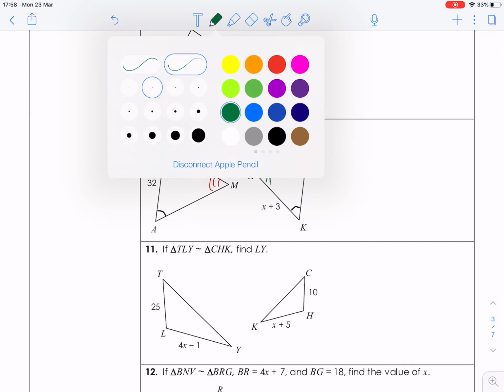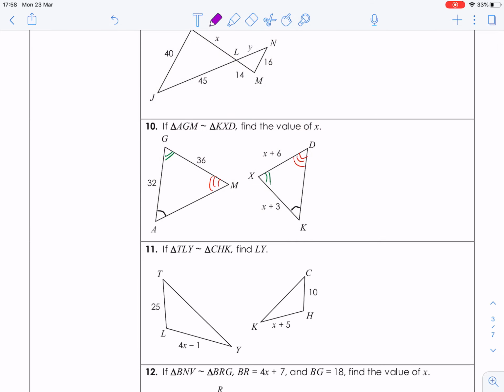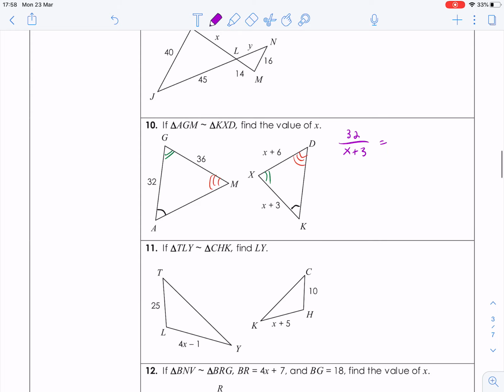So now we gotta find what is X. Same thing. So first, let's go with our 32. 32 goes with, it's between green and black. Between green and black is X plus 3. And then we got to use our other number we're given, 36. Doesn't matter if we use 36 and 32 on top or bottom. We just got to make it consistent. Keep the same triangles on top with the same triangle on the bottom. So 36 goes with between green and red, which is X plus 6.